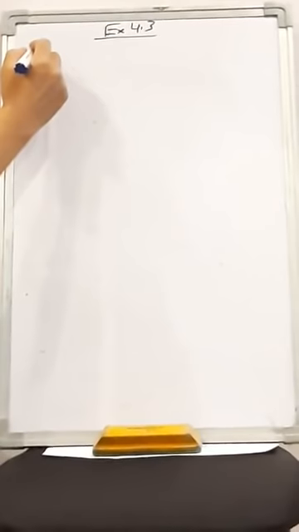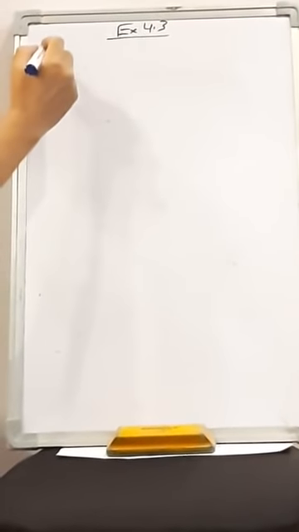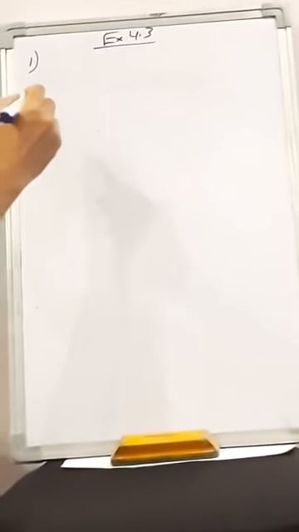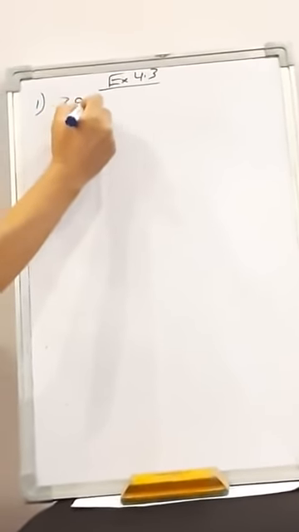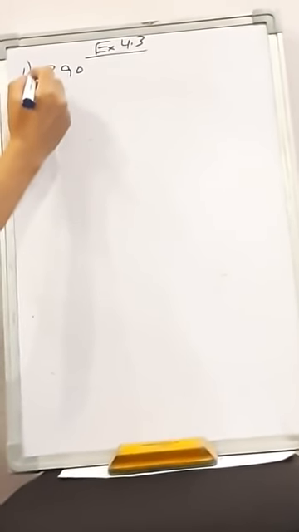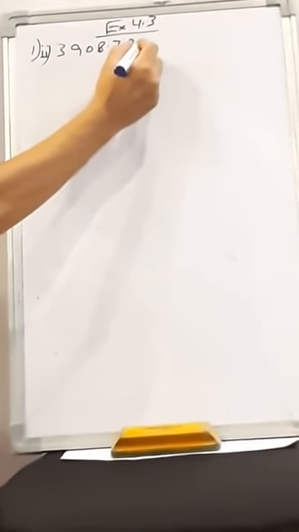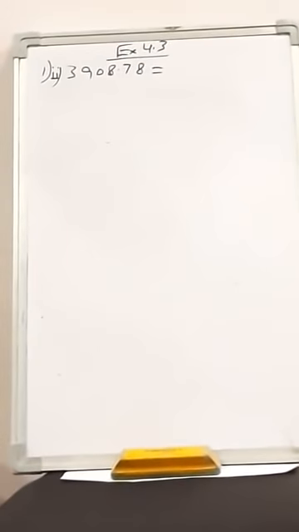Now open your books, exercise 4.3. Let us see question number 1. Here in this question you have to write the given number in standard form, which you already have learnt and revised just now. So let us do the second part. The number given is 3908.78. This you have to write in standard form.